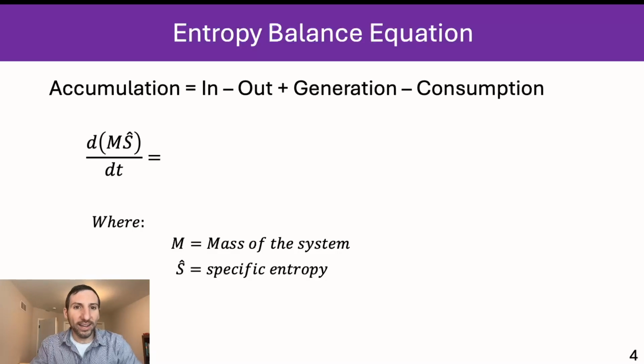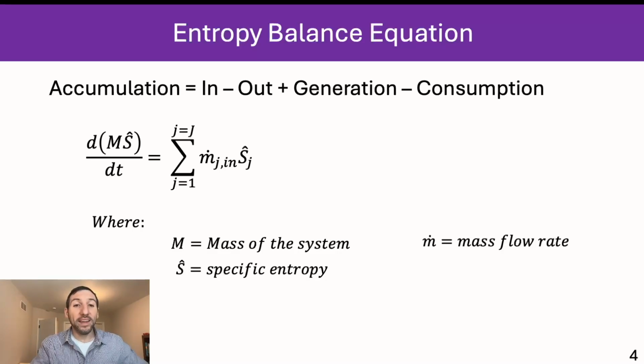The next part is our inlet. We're going to look at all the entropy that is entering our system with the different mass streams entering my system. And we represent mass flow rate as M dot.